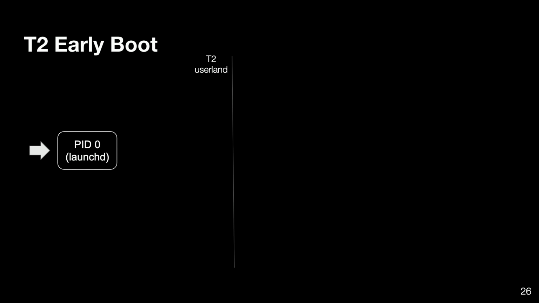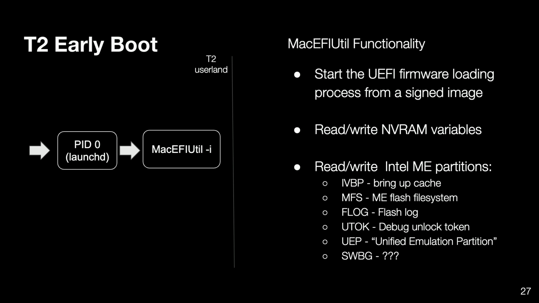Launchd has an internal manifest which specifies which services are started on the T2. This includes remote XPC service daemons, which we'll talk about later, file system checkers, upgrade and recovery agents, and many, many others. The one we are most interested in is Mac EFI util. Mac EFI util is the main T2 userland interface for managing UEFI firmware and non-volatile variables. It also has some additional functionality to dump and restore certain Intel ME related regions out of loaded firmware images, but we'll be focusing on the main initialization process here today.